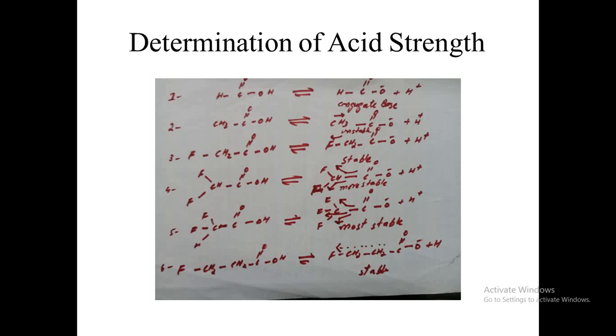So a very clear discussion has been given at the bottom of each equation, whether a conjugate base is unstable, whether it is stable, whether it is more stable or most stable. The sixth example is just to show you that the inductive effect decreases with distance.